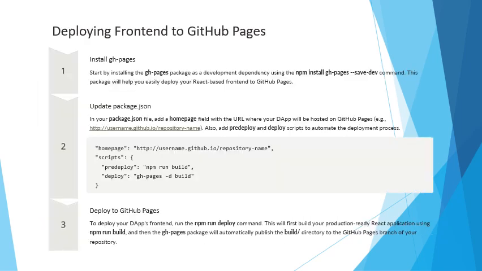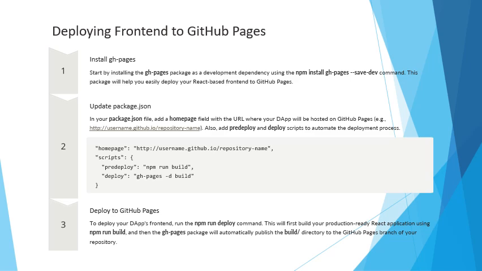Now we shall look at deploying the front end to GitHub Pages. We first install gh-pages. We use the command npm install gh-pages --save-dev. This package helps us easily deploy our React-based frontend to GitHub Pages.